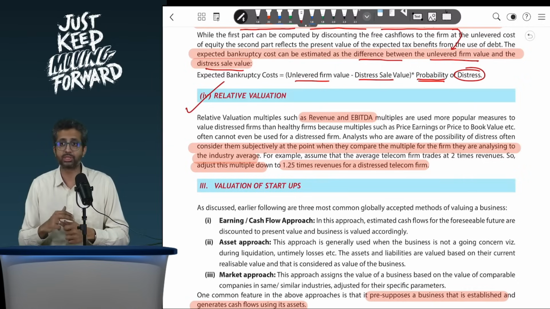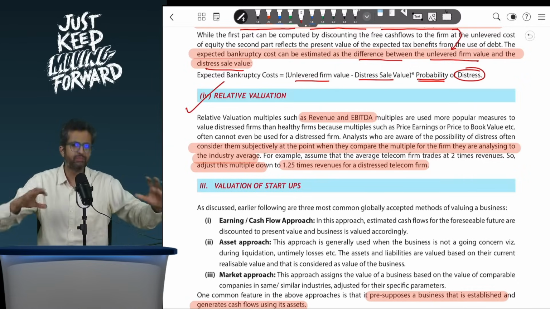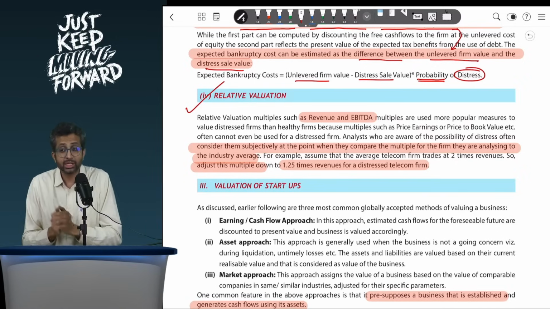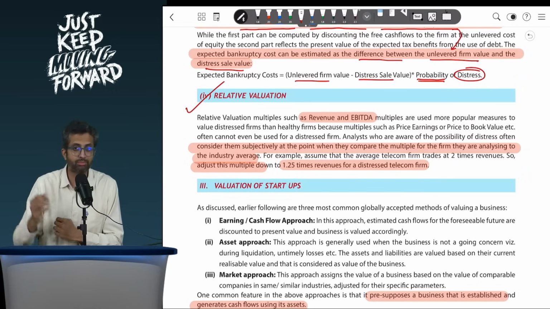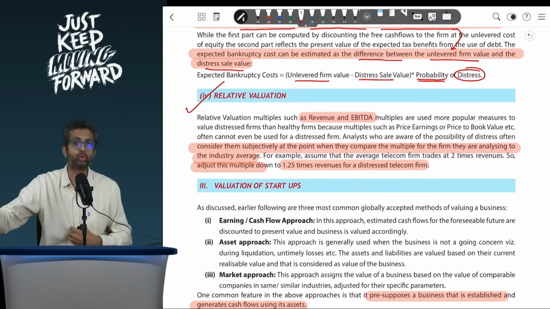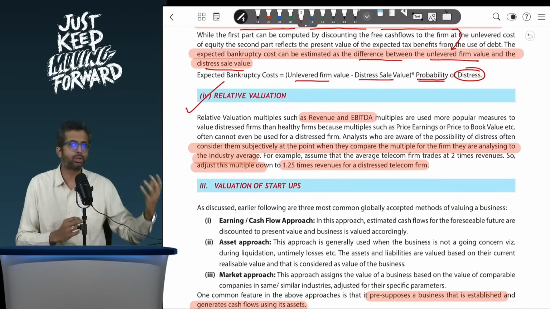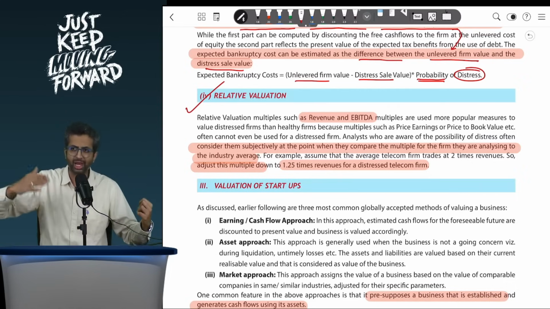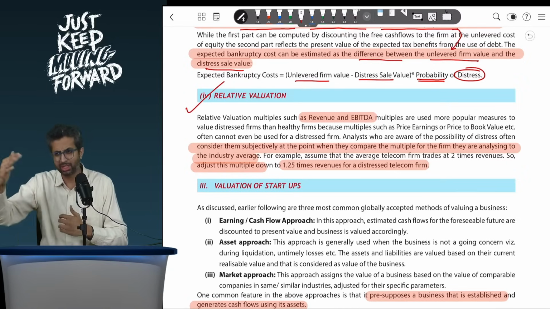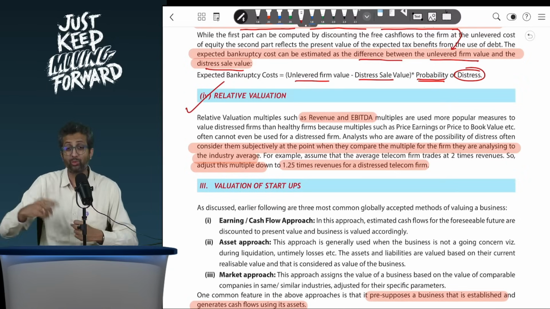You will take comparable companies like, let's say, Vodafone, VI. Hypothetically, it is in some distress, but let us say it is under some distress. I will take a competitor company like Bharti Airtel. Let us say they are trading at a multiple of 2 times. Can I give the same multiple to Vodafone? The answer is probably no. I will have to filter down the multiple. I'll have to make a subjective assessment, maybe take it down to, let us say, 1.25 and do the valuation based on that.